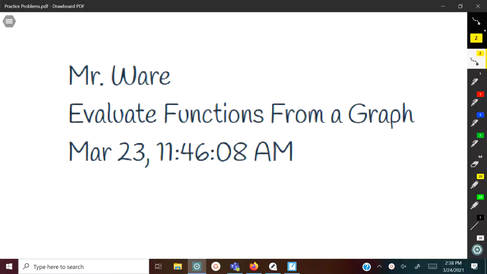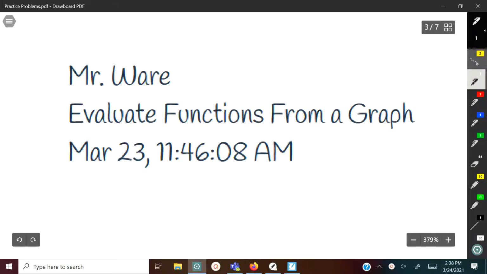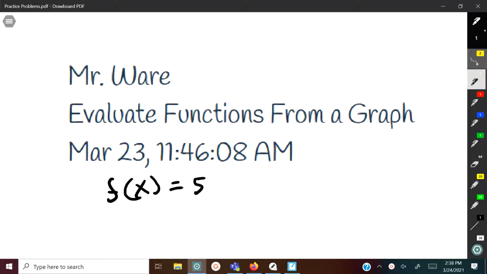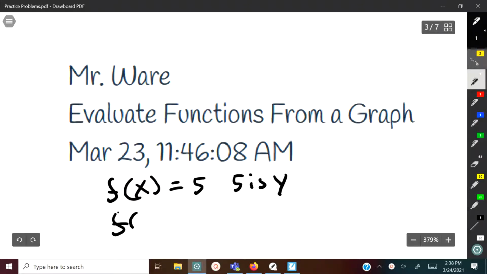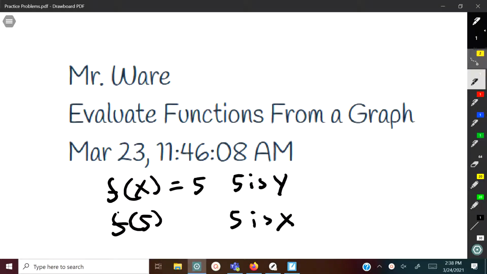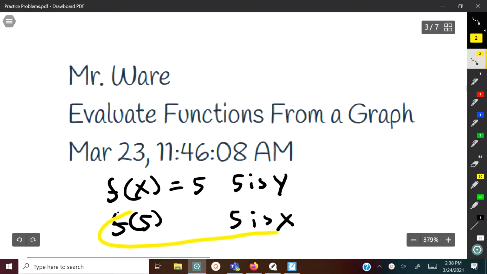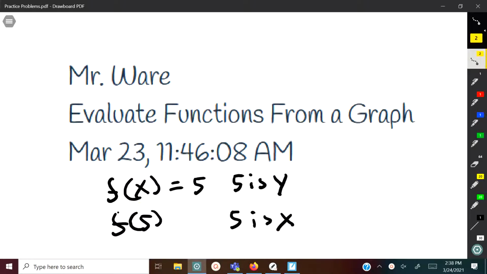Okay, and I want to go over something that we talked about before, where if you're given f of x is equal to, let's say, 5, that's what I used previously, you're given the y. But if you're given f of 5, then 5 is x. So understand the difference between the two. That's very important. But today, on the graph, we're only going to deal with this latter one, where they give you f of 5 on a graph, and we need to figure out what the y is. So let's take a look at a couple examples.